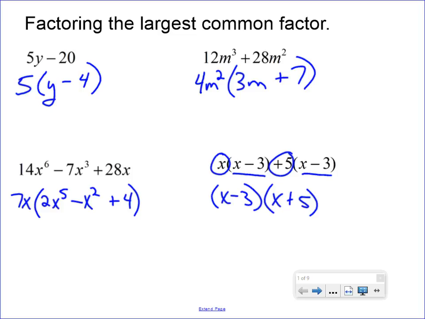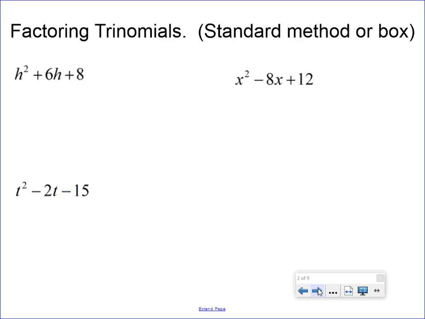Okay, the next one, we're going to look at factoring trinomials. We're going to look at just the standard method, and then we're also going to look at a box method. For this one, when we say the standard method, I'm sure most of us have seen this before, and we actually worked with it last week a little bit, where we're just looking for two numbers that multiply together to give you 8, but add up to a 6.